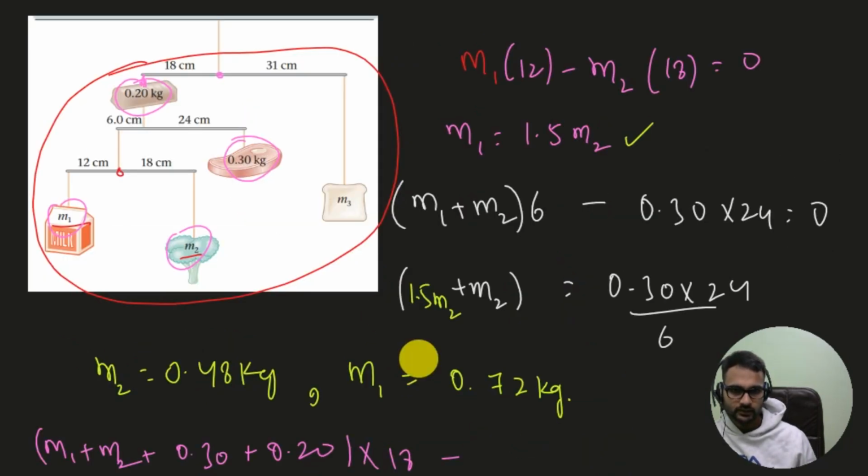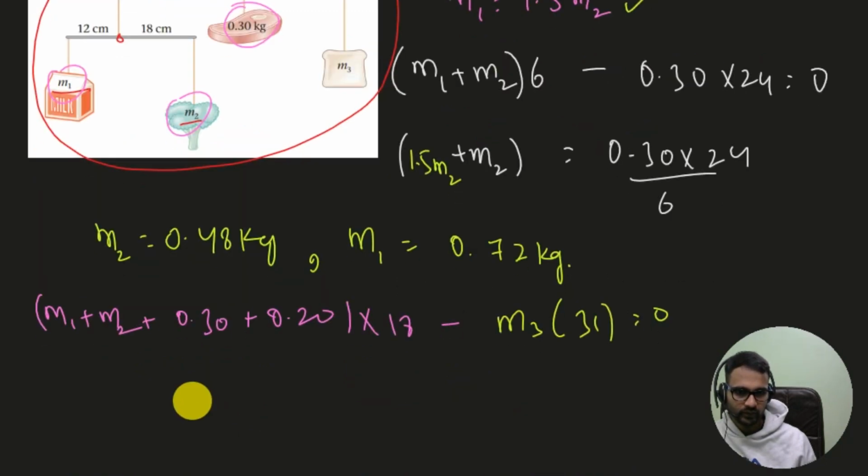Now minus m3 into 31, and this should be equal to 0. We have m1, we have m2, we just need to find m3. We can easily find from here, you'll get m3 to be equal to 0.99 kilogram.